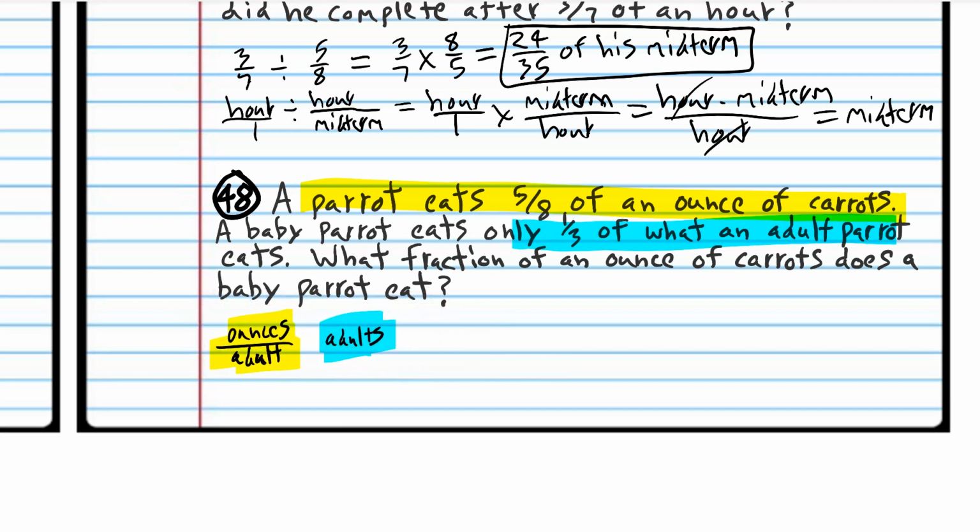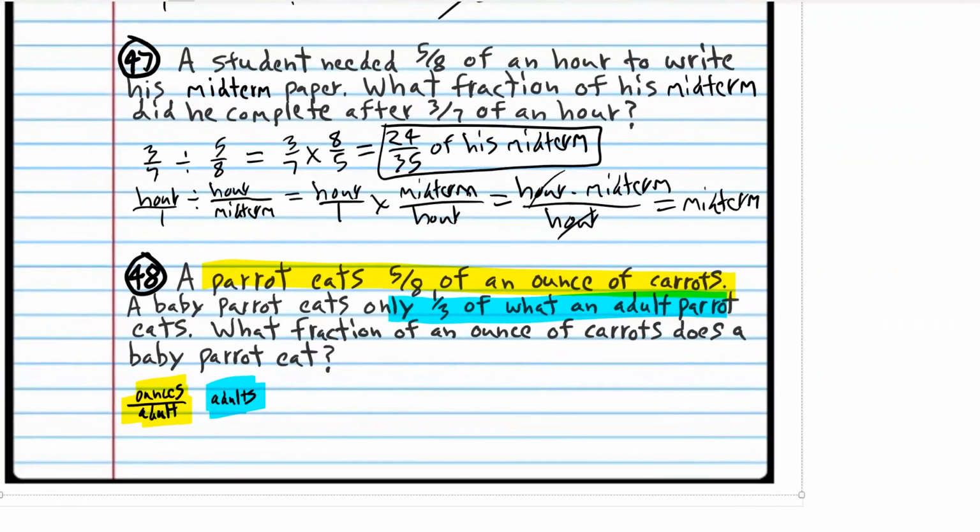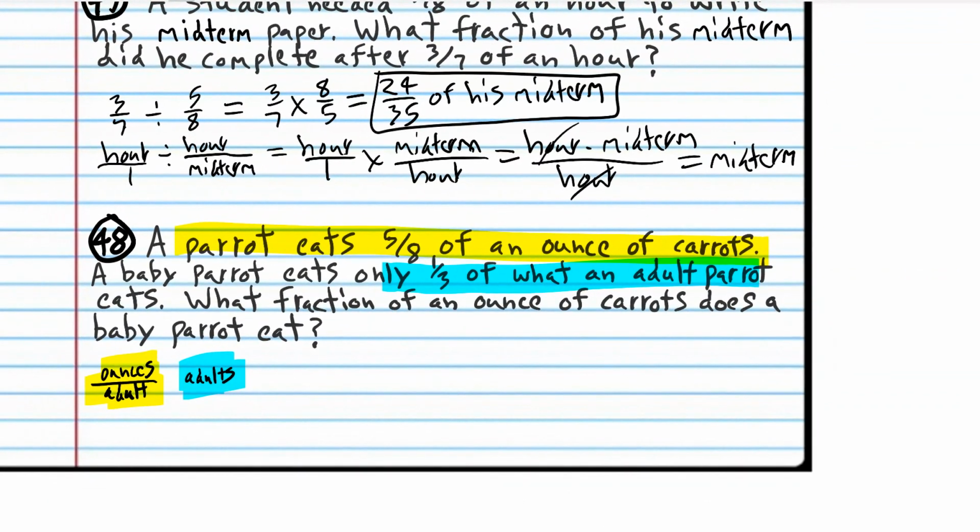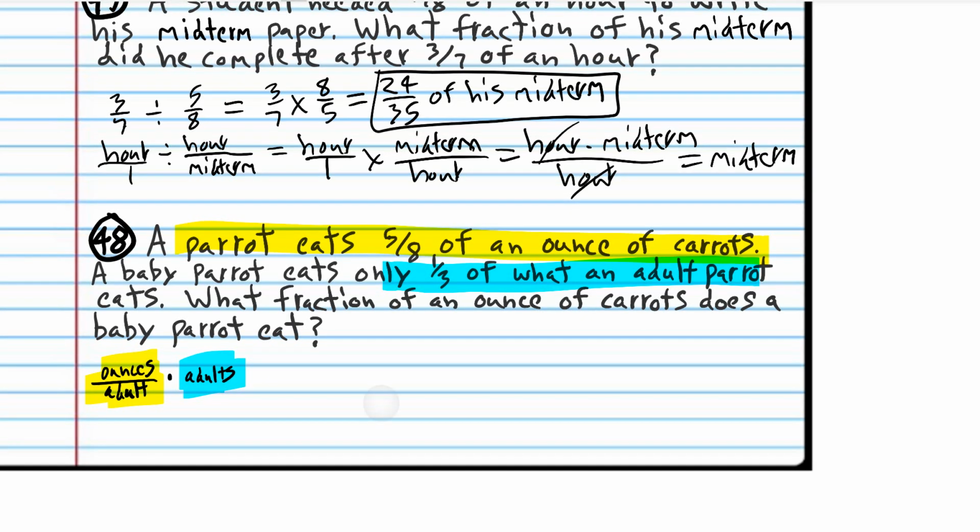All right, we're back. I'm going to go ahead and shrink that a little bit. If you did the factor label method, it's ounces per adult. This is actually going to be a multiplication problem, because when you multiply these two together, the adults are going to cancel out and you're going to be left with ounces. That's what we're looking for. What fraction of an ounce of carrots does a baby parrot eat? So it's a multiplication problem, so that's going to be easy. It doesn't matter what order we multiply. 5/8 times 1/3. 1 times 5 is 5. 3 times 8 is 24. So 5/24 of an ounce.